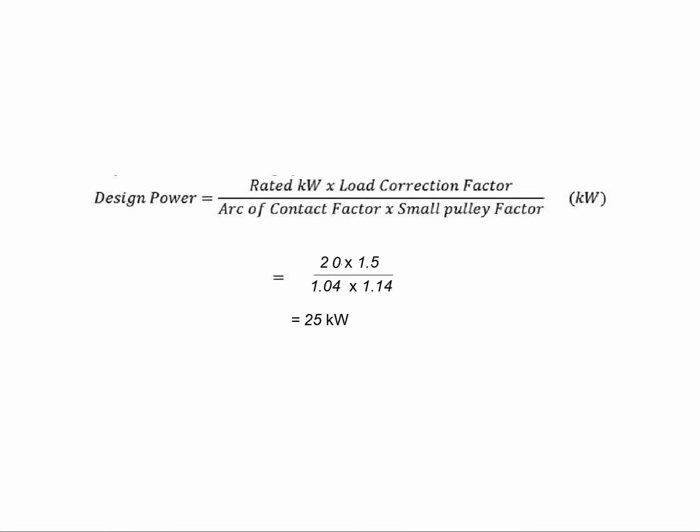Next, we have to substitute all the data we have found from the design data. So design power equal to the rated 20 kilowatt, as given in the problem, into load correction factor 1.5, divided by arc of contact factor 1.04 and smaller pulley diameter factor 1.14. When you calculate it, we are getting 25 kilowatt as design power.